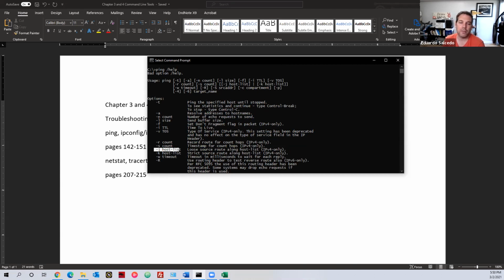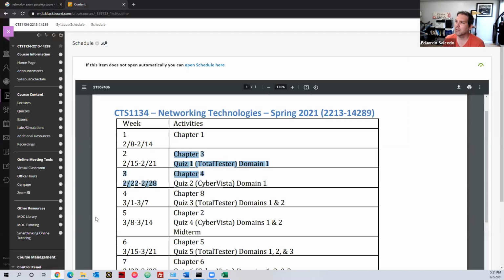You did not receive CyberVista login. Gemma, you might have to look into your MDC email for that. I don't know when, but somewhere in week 2, somewhere between 2/15 and 2/21, something from CyberVista. It might be in your spam or junk folder.